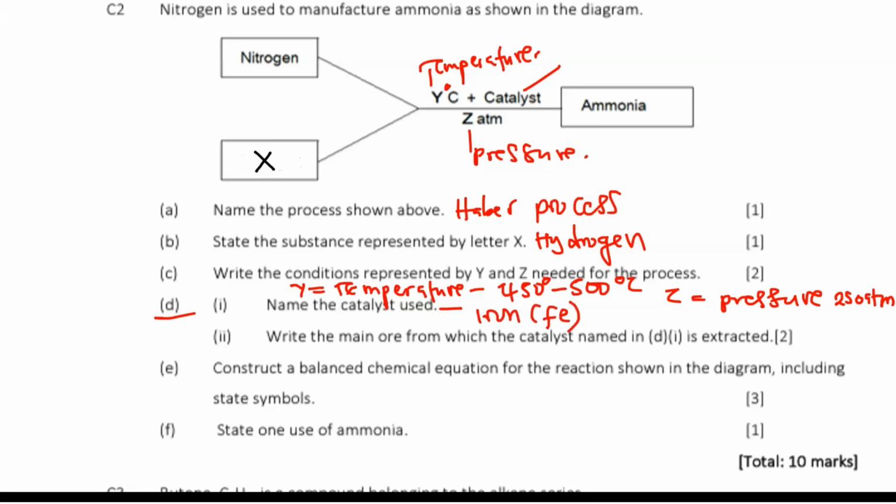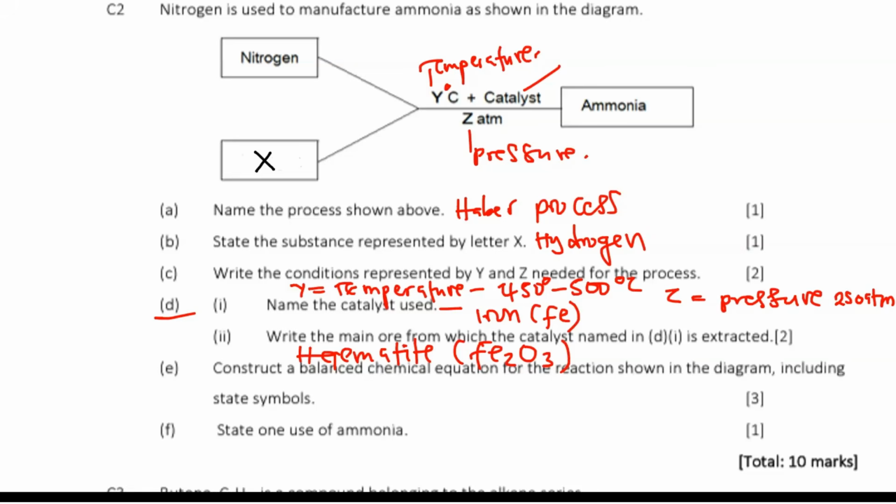Then now write the name of the ore from which the catalyst named in D1 is extracted. So the question is, from which ore is iron extracted? So iron happens to be extracted from hematite, otherwise known as iron oxide. It's a principal ore for iron extraction, hematite.